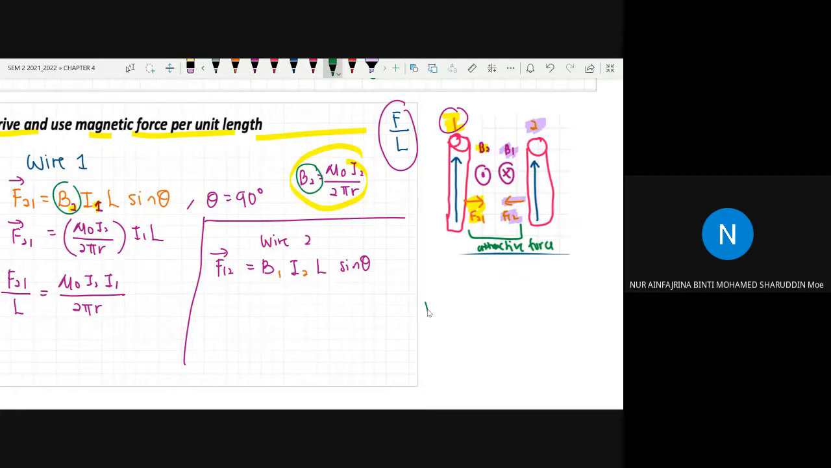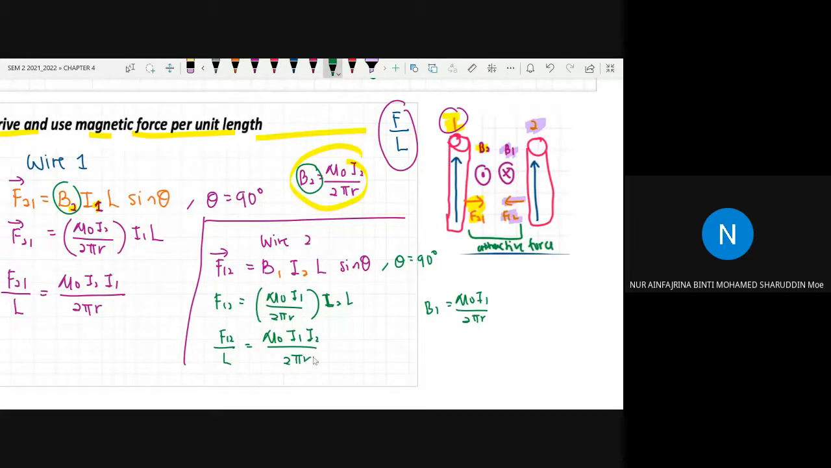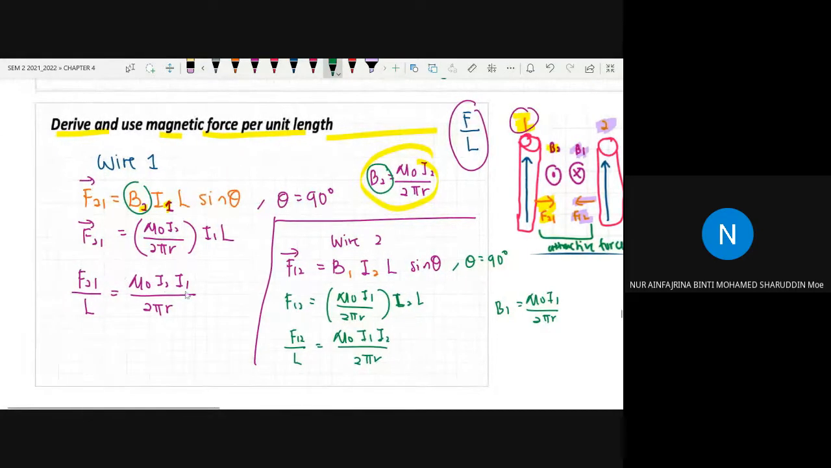Miss akan substitute dengan B1 equals to mu naught I1 over 2 pi R. So awak akan dapatlah F12 equals to mu naught I1 over 2 pi R, L sin theta ni, theta dia kita ambil 90 degree. Kita tahu sin 90 degree adalah 1. So F12 over L equals to mu naught I1, I2 over 2 pi R. So if you see, sama je formula dia. Mu naught, ini I2, I1, ni adalah I1, I2.